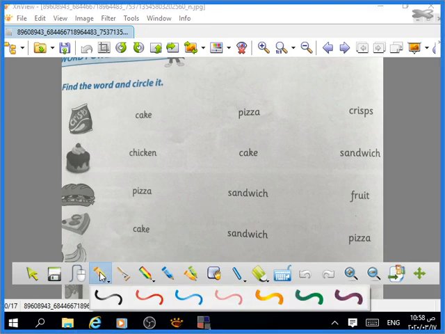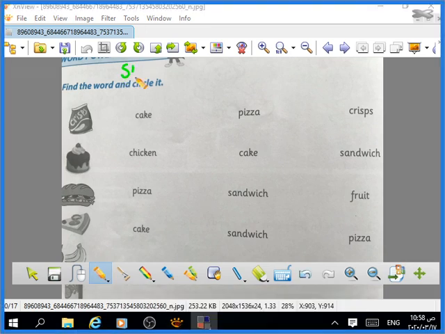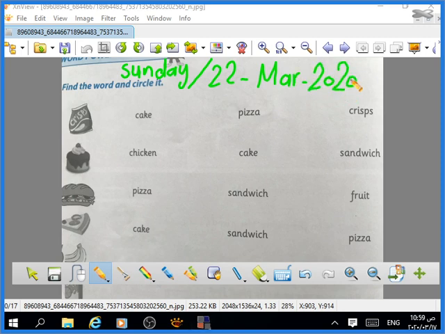This lesson is on Sunday, March 2020. We are on workbook page 44. So open your workbook, please. Page number 44. We are on Sunday. Write day and date and listen to me.